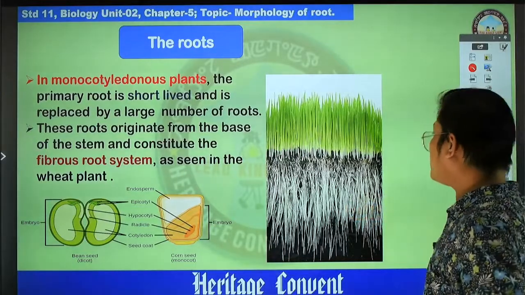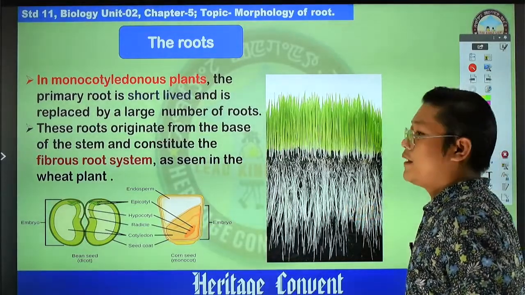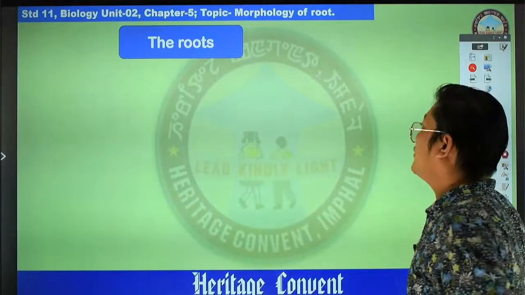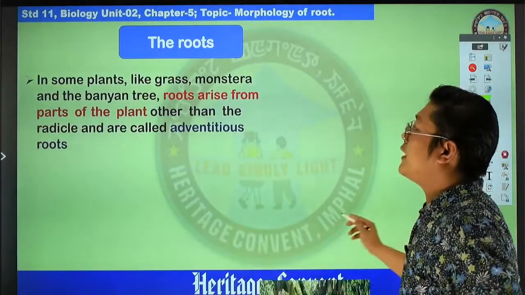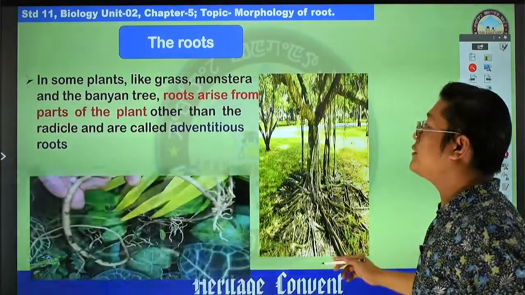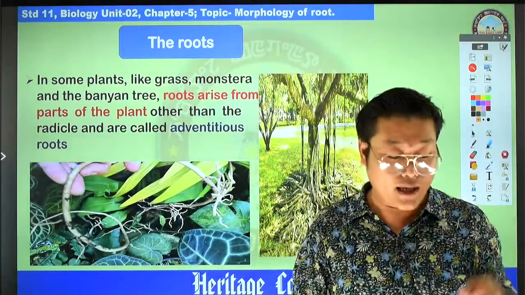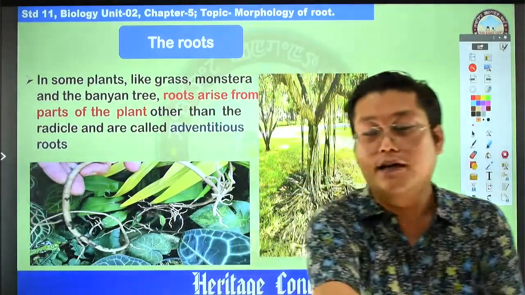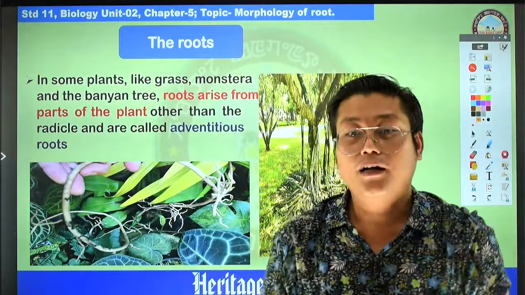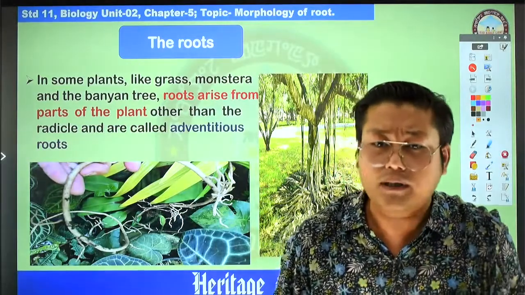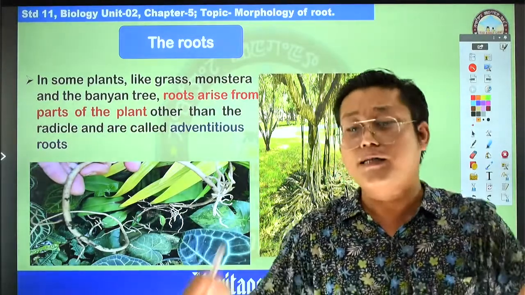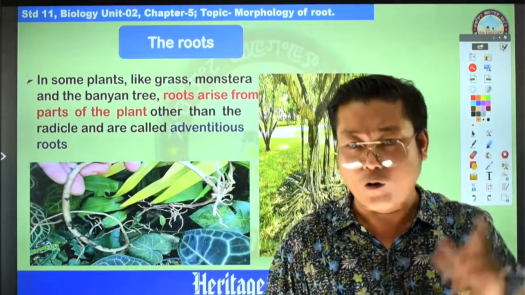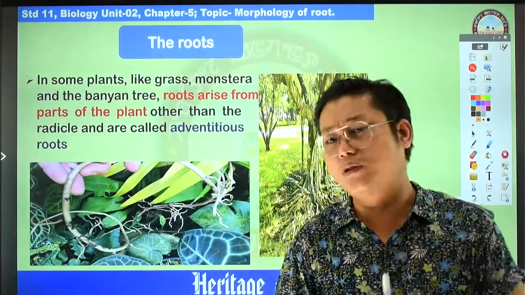Like grass, the monstera, the banyan tree. The roots can arise in diverse forms, like the morphology, I can relate it.